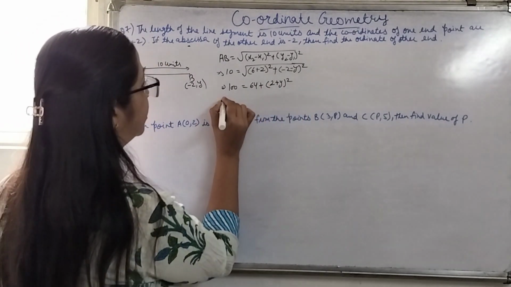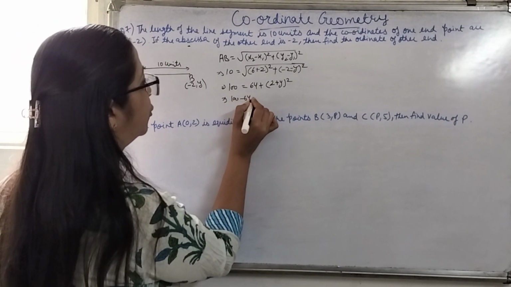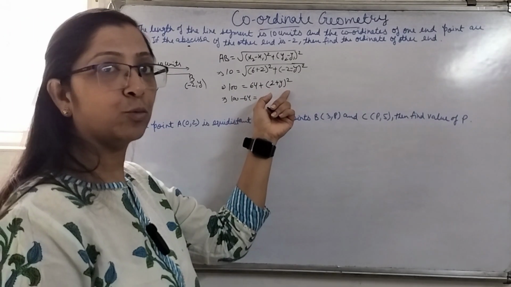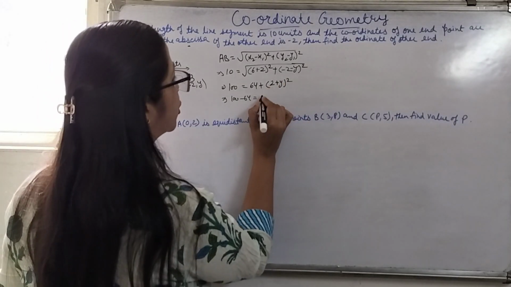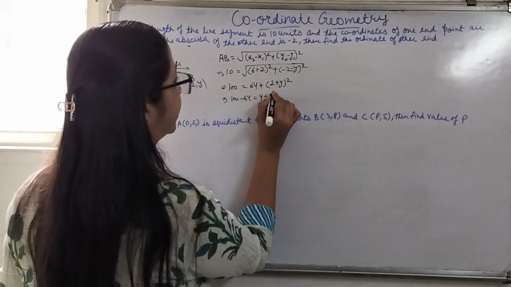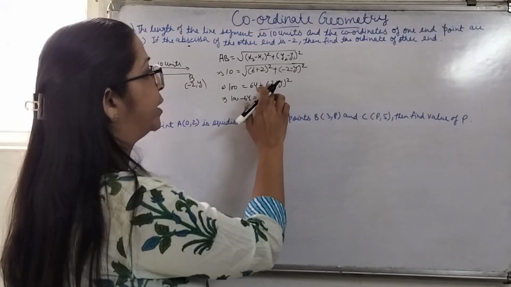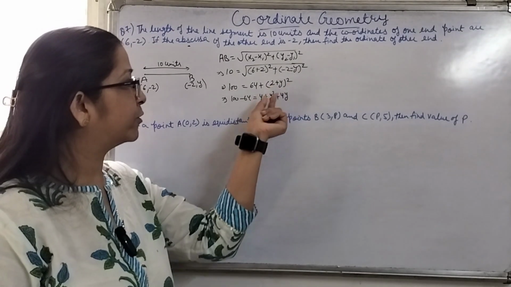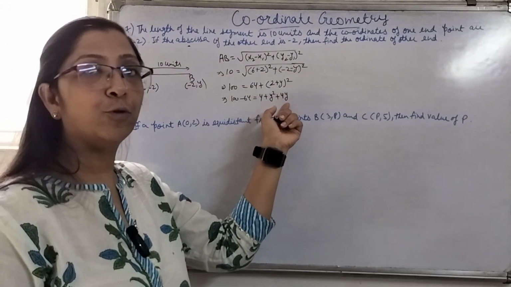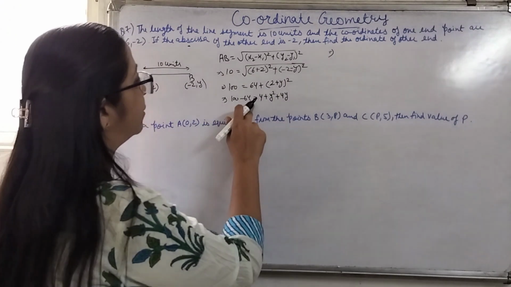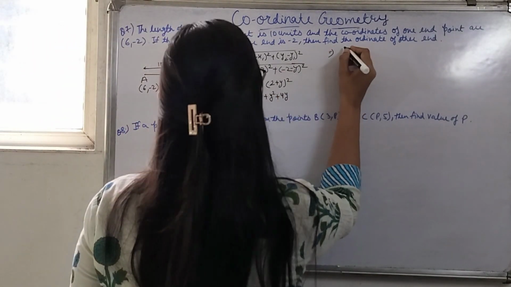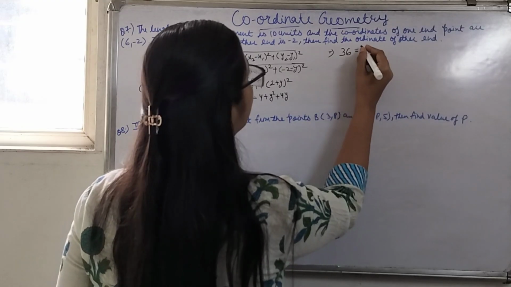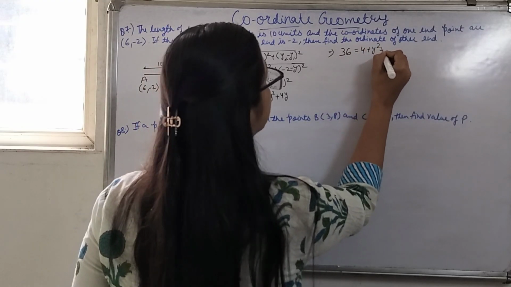Now if I solve it further, it will be 100 minus 64, which is equivalent to (a plus b) whole square. That will be a square plus b square plus 2ab. So the expansion of this will be a square, that is 4, plus b square, that is y square, plus 2ab, 2 into 2 into y, that will be 4y. So the expansion of this bracket will be 4 plus y square plus 4y. Now 100 minus 64 is 36, which is equivalent to 4 plus y square plus 4y.